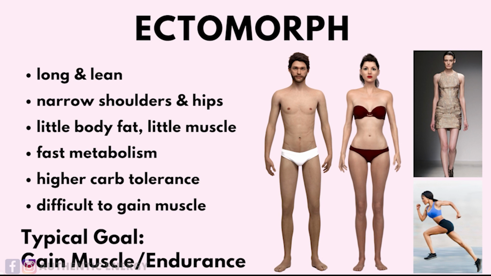Basically, you're an ectomorph if your body is long and lean and you have narrow shoulders and hips. Ectomorph body types tend to have very little body fat and very little muscle as well, so very, very lean and skinny. Ectomorph bodies tend to have a very fast metabolism, and they're very good at tolerating carbs. So they tend to have very high carb tolerance.